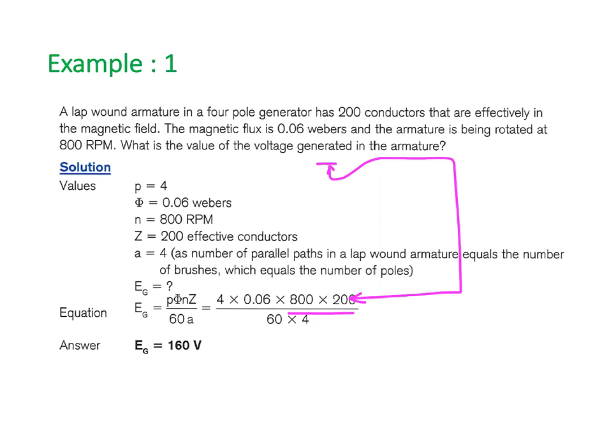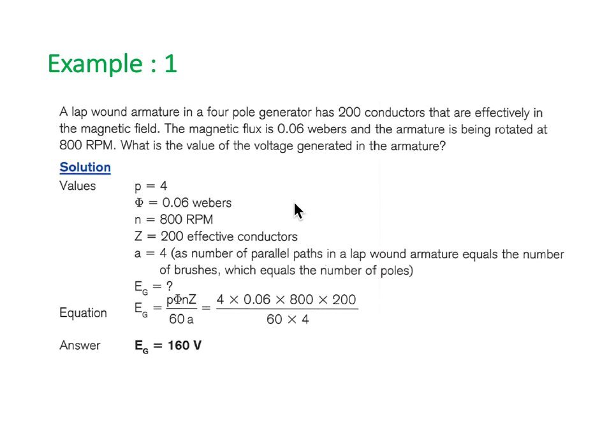So let's have a look at a quick example. A lap wound armature in a four pole generator has 200 conductors that are effectively in the magnetic field. The flux is 0.06 Webers and the armature is being rotated at 800 RPM. What's the value of the magnetic voltage generated at the armature?